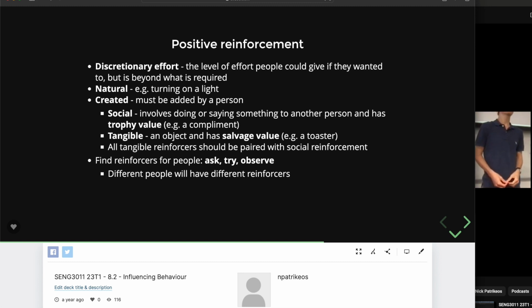Then there's created, which is intentionally added by a person, or not necessarily intentionally, but it's added by some person. And there's two types within that. The first is social. A good example for that is a compliment, where I do or say something to another person, and that has what we call trophy value. If I compliment Will, saying I like your t-shirt, for example, that's not transferable to Luke. Luke does not care that I like Will's t-shirt. And also, if Will didn't like you, he wouldn't care that you like his t-shirt either.